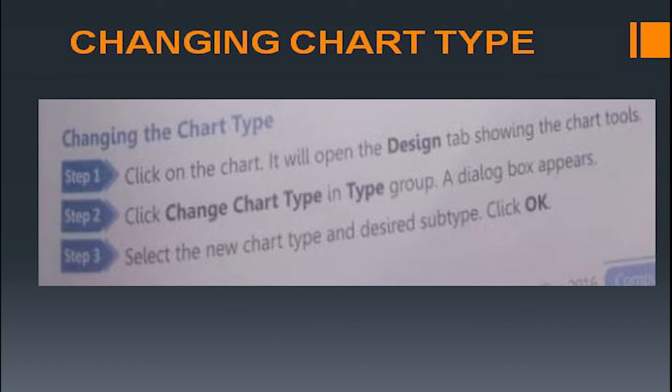Changing chart type. Click on the chart. It will open the Design tab showing some chart tools. Click on Change Chart Type in the Type group. A dialog box appears. Select the new chart type and desired subtype, then click OK. That means if you selected a column chart, you can immediately change the chart type to a pie chart, area chart or bar chart without deleting the chart.